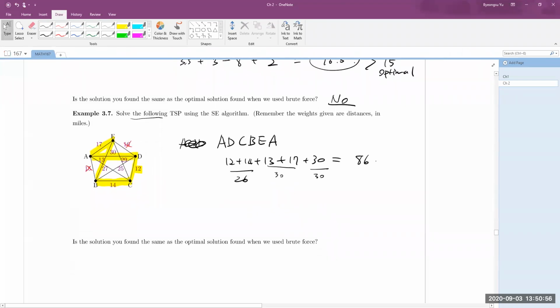And is the solution found optimal? No, right? Because last time we already showed that the surrounding of this graph has the optimal solution, so definitely no. Okay. Does it make sense? Do you have any question?